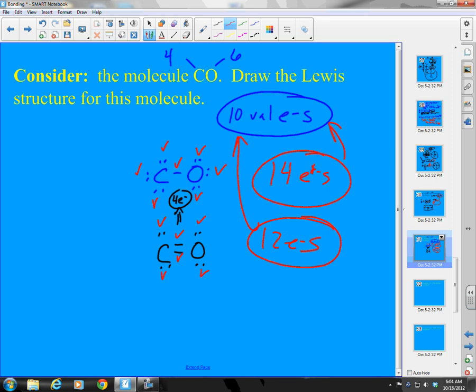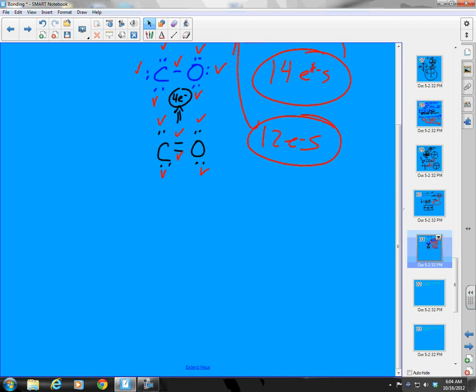Is that good enough? No, I only have 10 valence electrons for us to use. So what do we have to do? Start all over. Carbon, oxygen, and then this time what are we going to do? Not a double bond, but a triple bond. And that triple bond means what? That triple bond means there are 6 electrons being shared. So to complete my octet, how many electrons do I need on my oxygen?